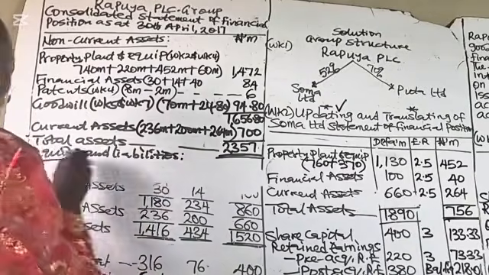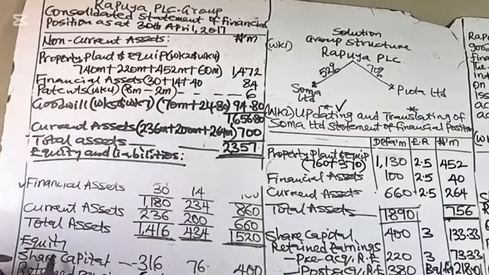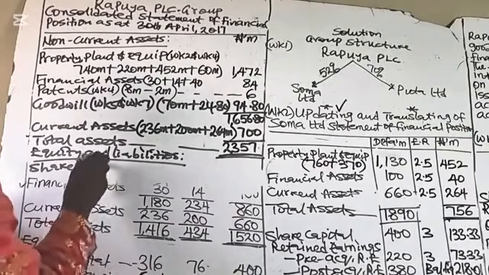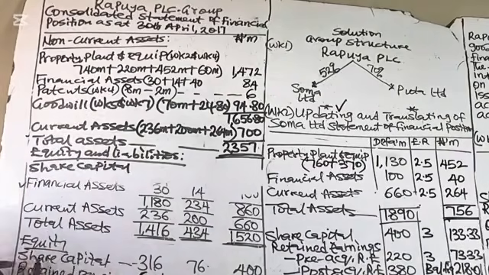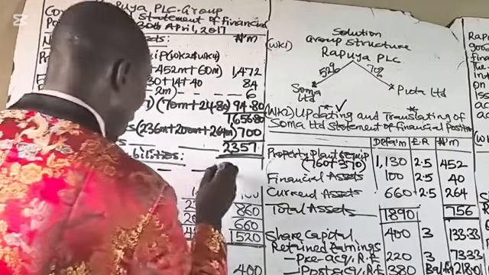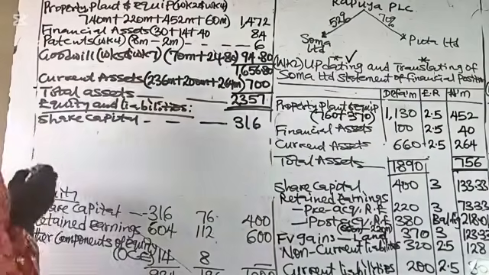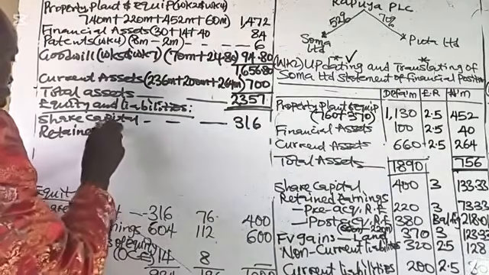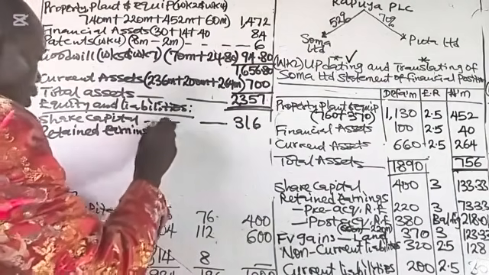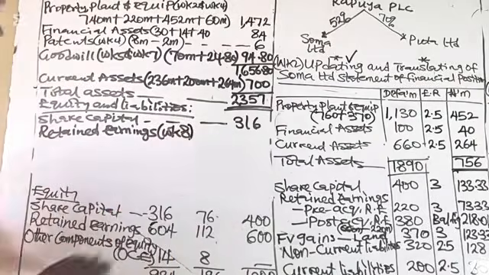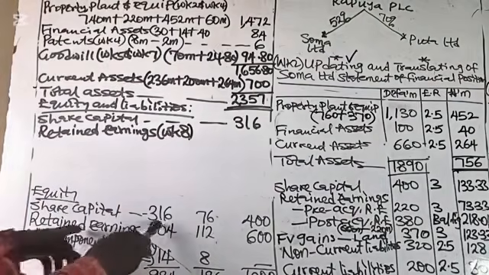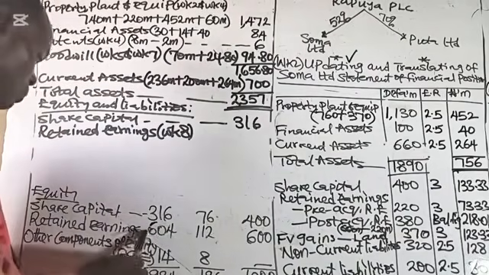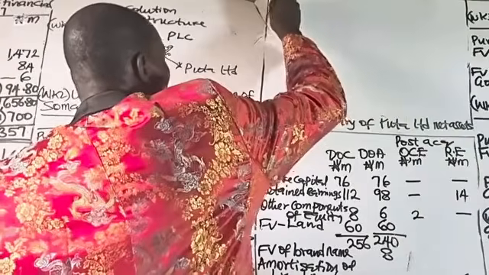The first item, so we have equity, which includes share capital. We have share capital of the parent only. The share capital of Rapuya is 316 million. After the share capital, the next item will be retained earnings. Let's have that as working number 8. The starting point will be the retained earnings of the parent as per the statement of financial position, which amounted to 604 million.